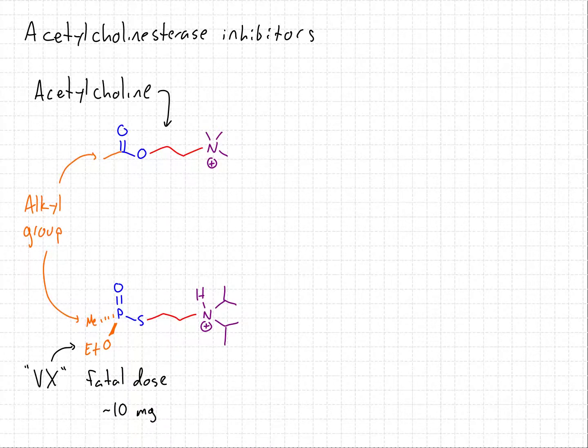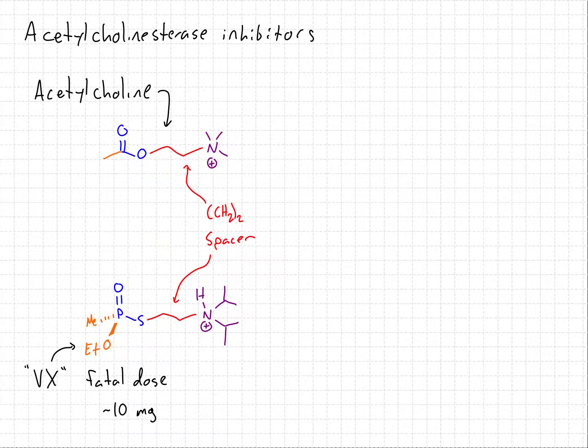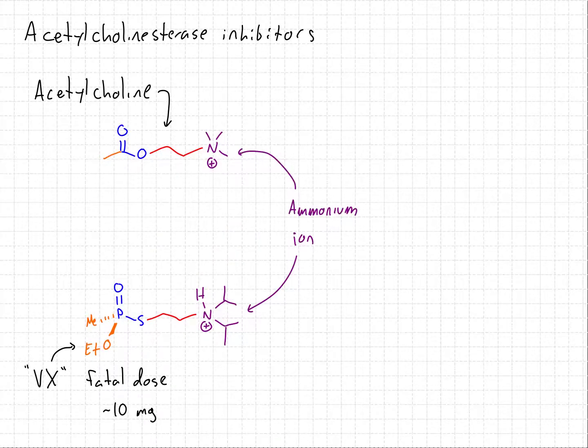On the left, we have an alkyl group, which binds to the active site. This is attached to an electrophilic atom with a leaving group. Notice that the P double bond O group of the phosphonate can behave very similarly chemically to the carbonyl group of the ester. There's a CH2 spacer, followed by an ammonium ion at the end. Because these molecules have similar molecular features, they'll both bind tightly to the active site of acetylcholinesterase.